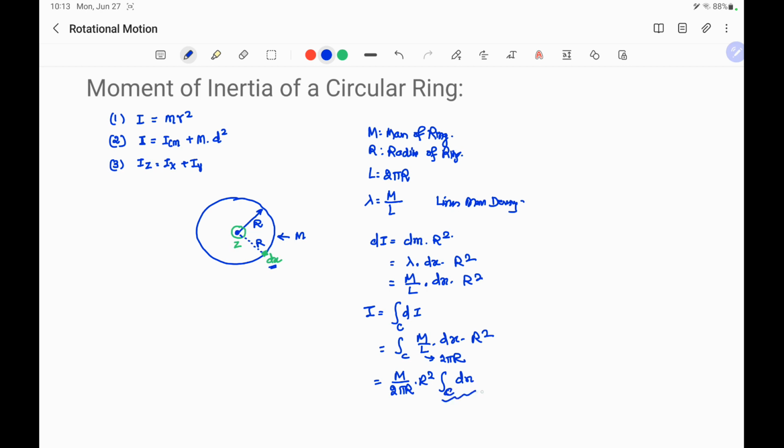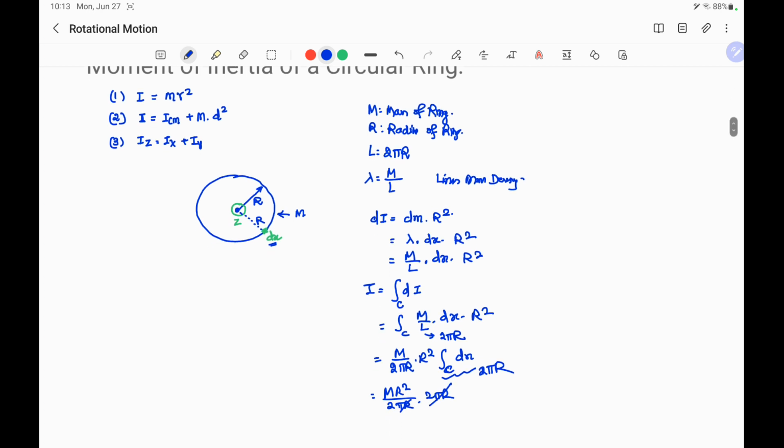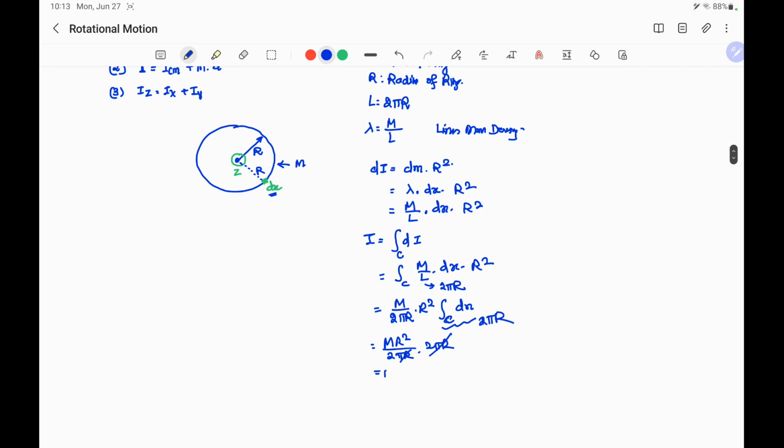And this will be again the circumference. This is 2 pi r. So it will be equal to m r square by 2 pi r into 2 pi r. This 2 pi r gets cancelled, so I will be equal to m r square. Therefore, the moment of inertia about the z axis, which is passing through the center of the ring and perpendicular to the plane of the ring, will be equal to m r square.